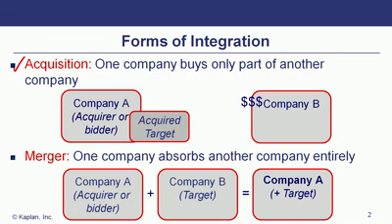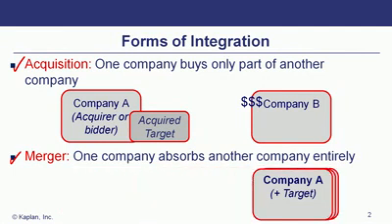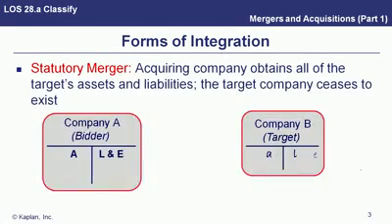If we wanted to talk about a merger, this is where one company absorbs another company entirely. So we have company A, they're going to be the acquirer, the bidder, sometimes referred to as the parent, okay? And then company B is going to be the target. Well, company B is going to be completely subsumed into company A. So we're just going to have one company when it's all over, and company B ceases to exist, at least as an independent entity.